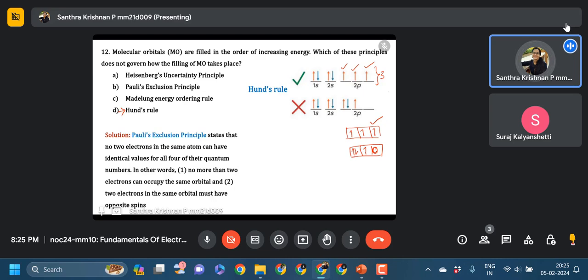Pauli's exclusion principle from chemistry says that whenever we are filling an orbital, we know some things that are known as quantum numbers, right? For any two electrons in the same atom, they cannot have identical values for all four quantum numbers. There are basically four quantum numbers, and Pauli's exclusion principle states that if you are comparing two electrons, they cannot have the same quantum numbers.